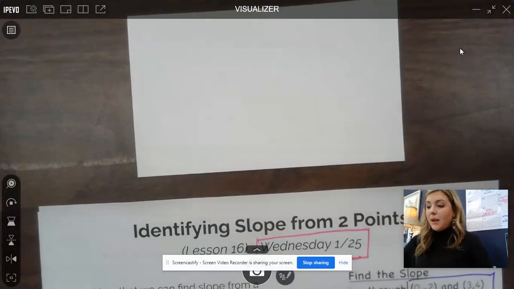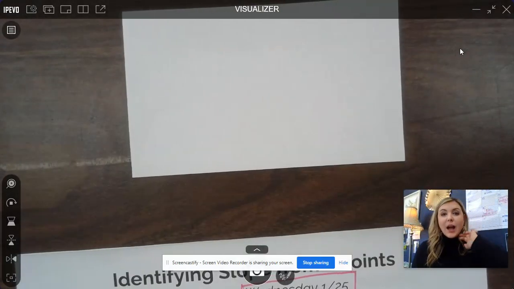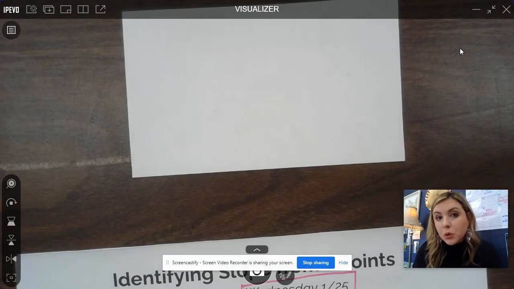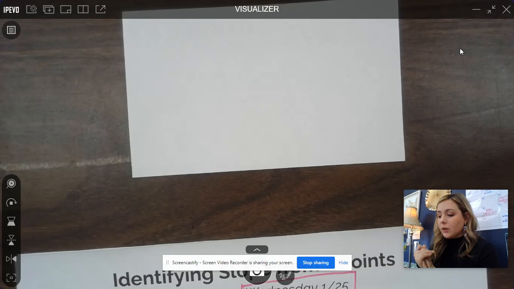Hey guys, I'm going to quickly show you how to find slope from 2 points. So remember that when it's video, Miss Vincent, you can pause and write as much as you need to. But this is going to be a quick video just to show you how to find this.